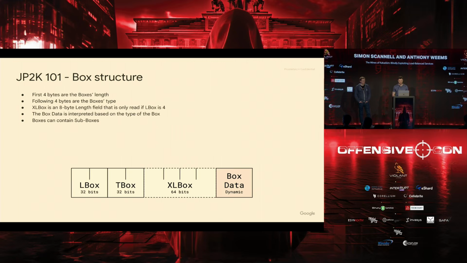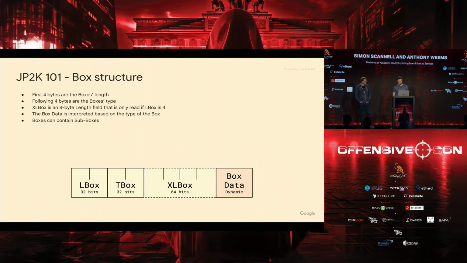We have the LBox field, which is 4 bytes for the length. We have the T-box, which is just a hard-coded value depending on the type. And then we have the XL box, which is an optional field that we don't need to get into right now. And then we have the box data. So the parser is very simple. It just reads however many bytes are in the LBox field, figures out which handler to call for this box, and then just parses the box.